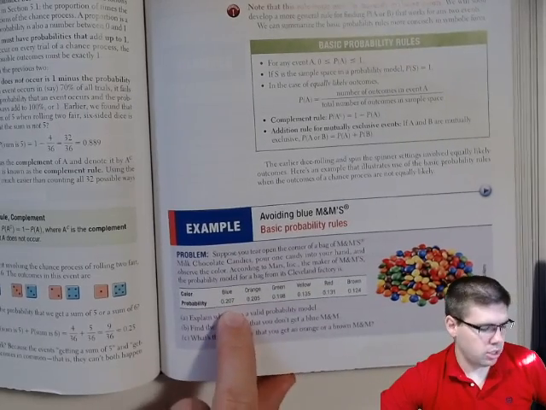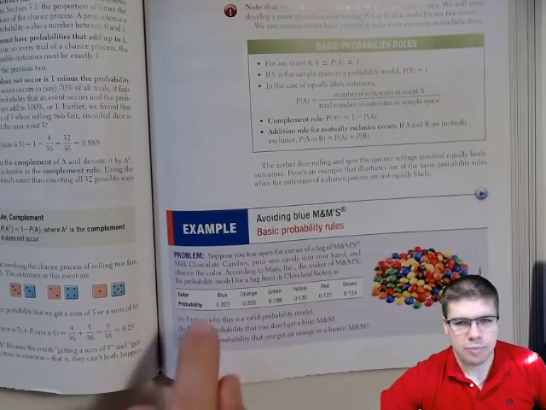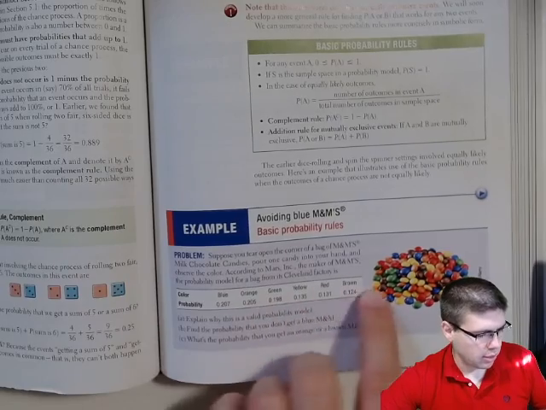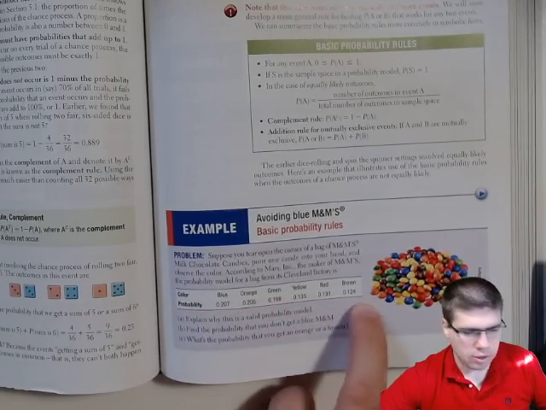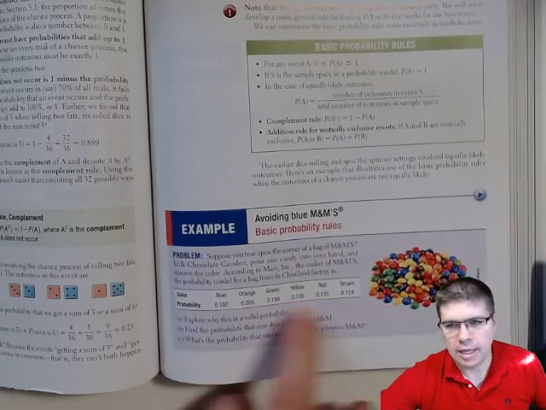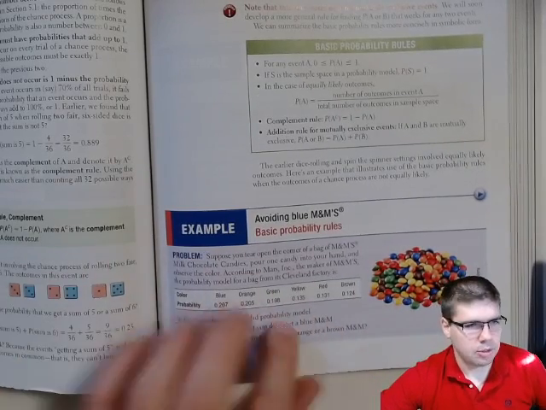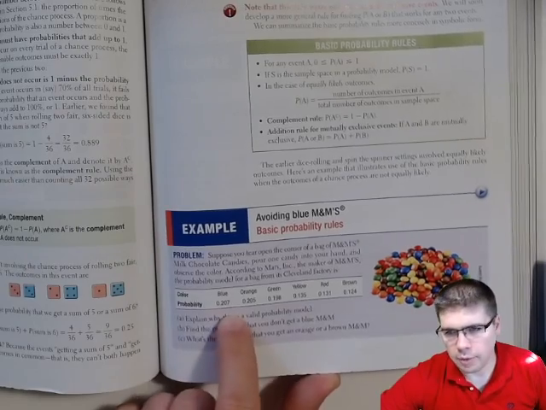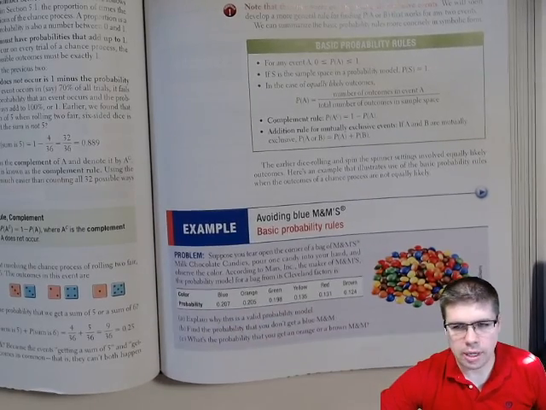So blue is 0.207. Notice that these are the possible outcomes and then the probability of each of those outcomes. These are not equally likely outcomes in this sample space, but we've got each of those probabilities. You can copy those down real quick if you want.